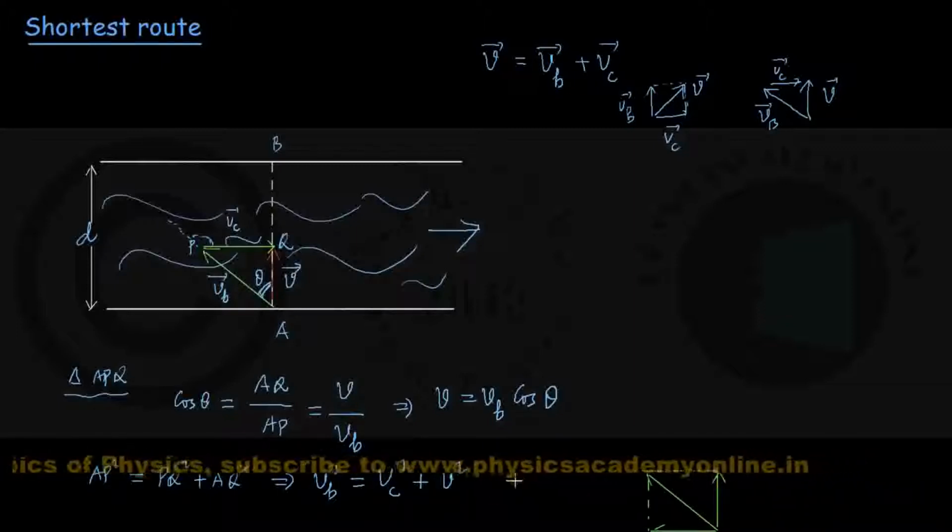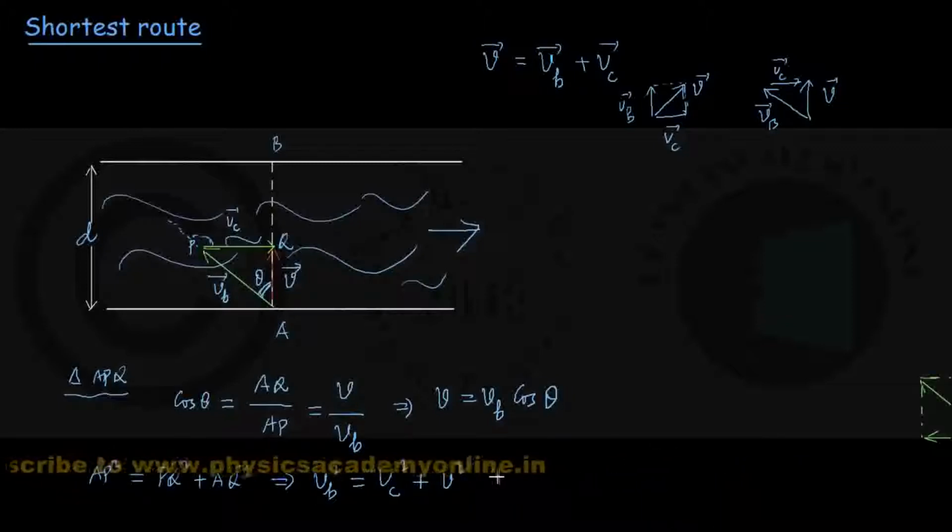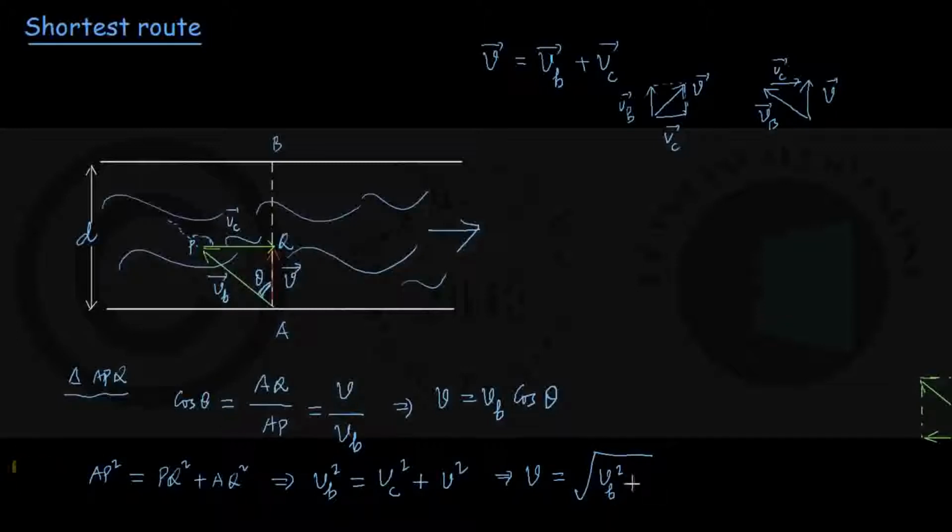So you can see from here what we are getting is this, that the resultant velocity's magnitude is coming out to be simply square root of VB square minus VC square. That's from the Pythagorean theorem. So I could have two results here.